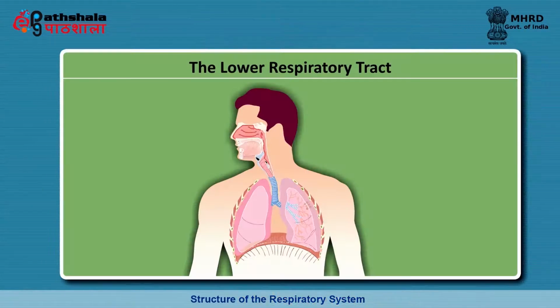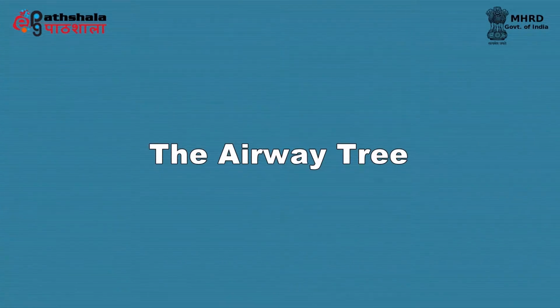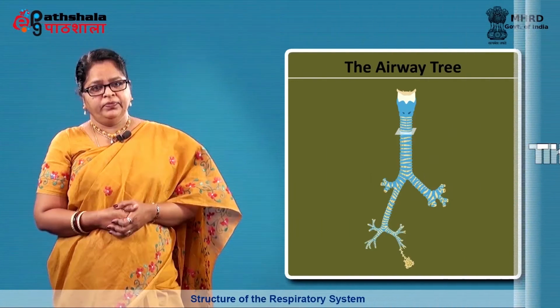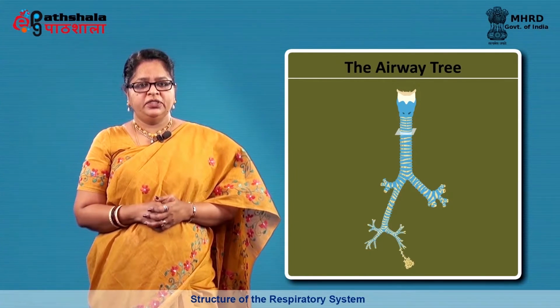The next region of our interest is the lower respiratory tract. The lower respiratory tract, as you can see from the diagram, is a series of tubes and tubules called the airway tree, and the lungs. A series of branching tubes constitute the airway tree.